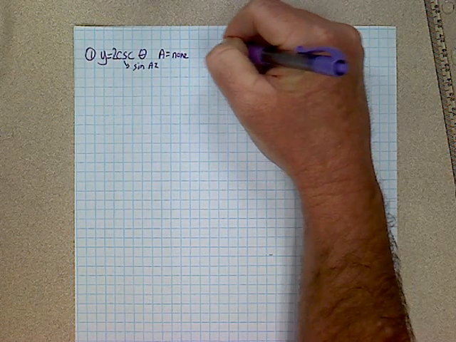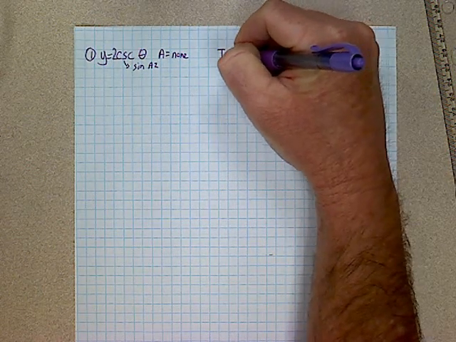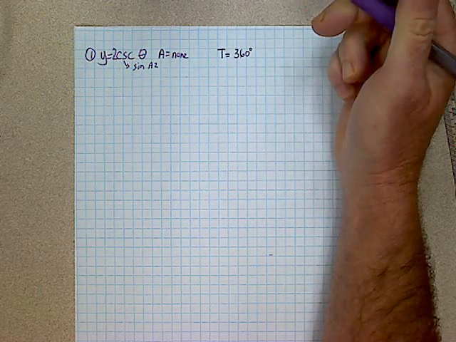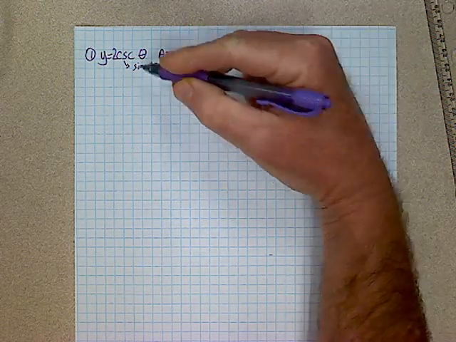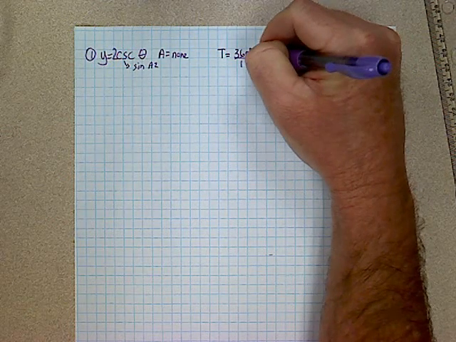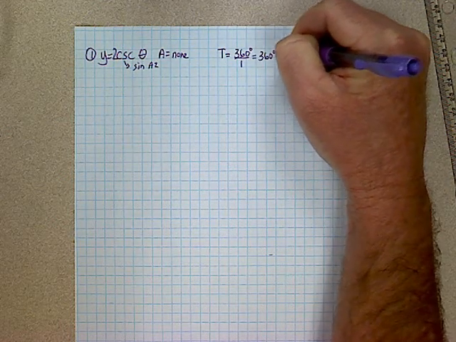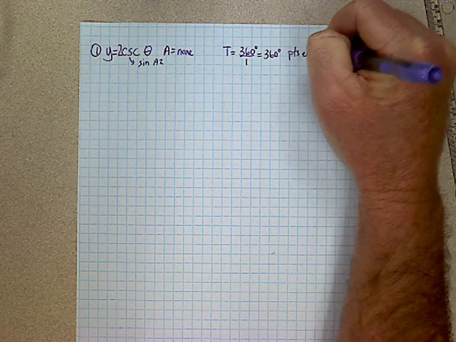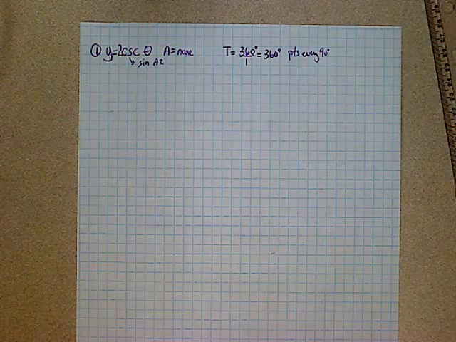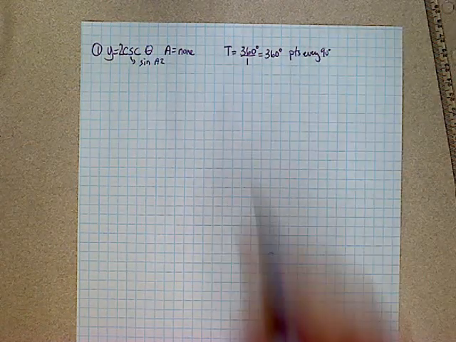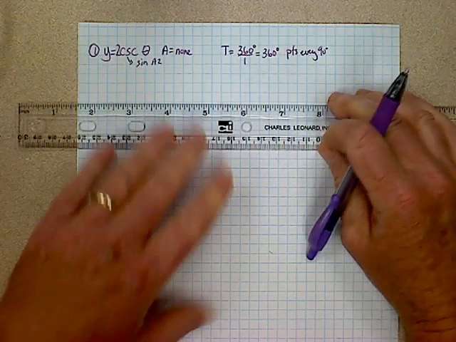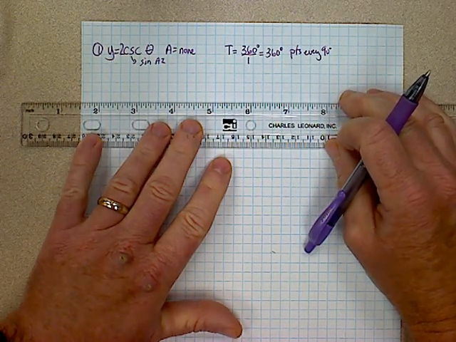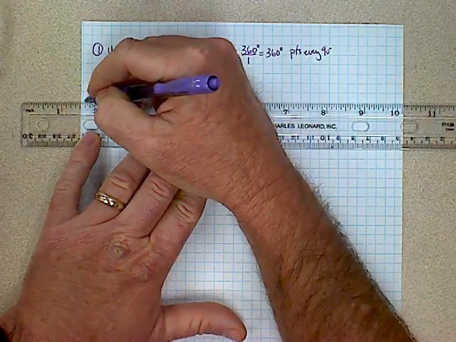Next, we want to look at our period. Period is going to be 360, the original period of sine. We'll divide it by 1, the number in front of the angle. There's just a 1 in front of there. And that's still 360. We'll have points every 90 degrees. As far as our phase shift goes here, there's nothing in the back, so there will be no phase shift on this one.